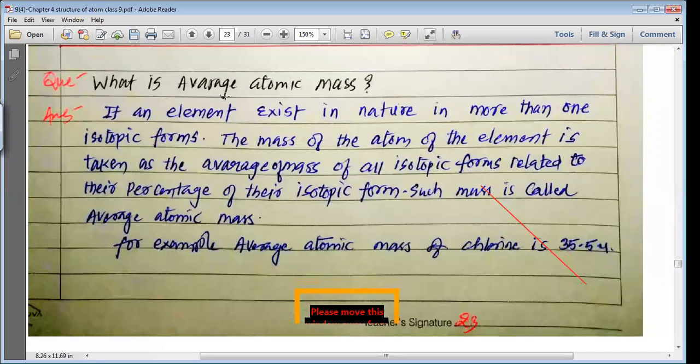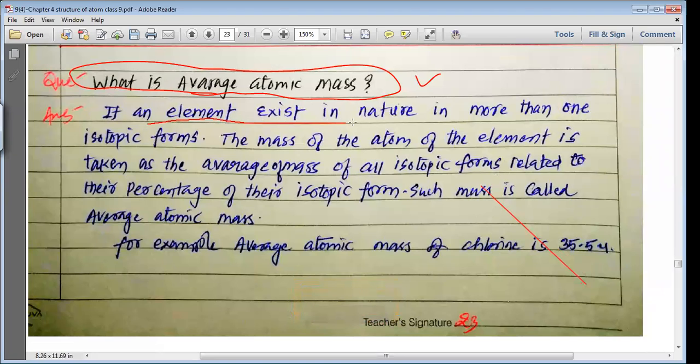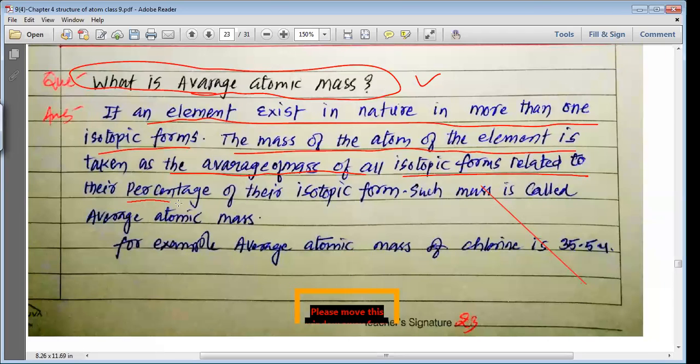Now we have the next question. What is average atomic mass, my dear students? Let us study about the average atomic mass. This is a very important point for your studies. If an element exists in nature in more than one isotopic form, the mass of the atom of the element is taken as an average of all isotopic forms related to their percentage. Such mass is called average atomic mass.